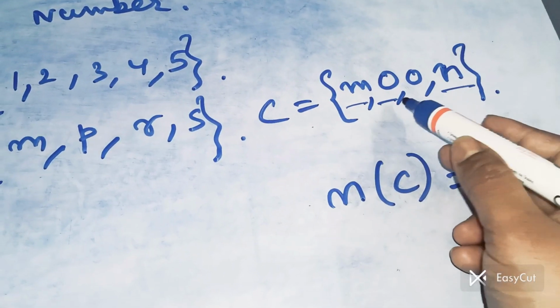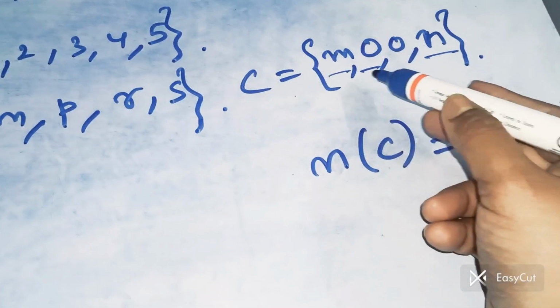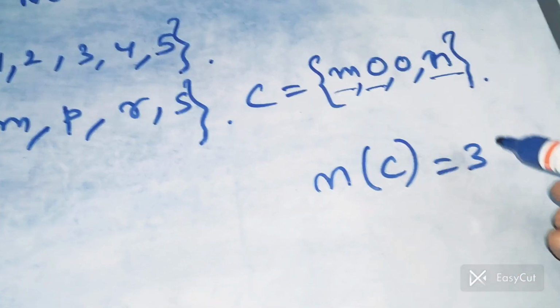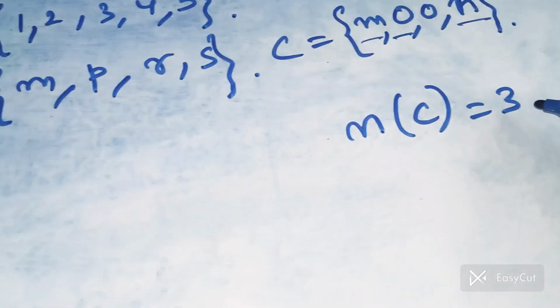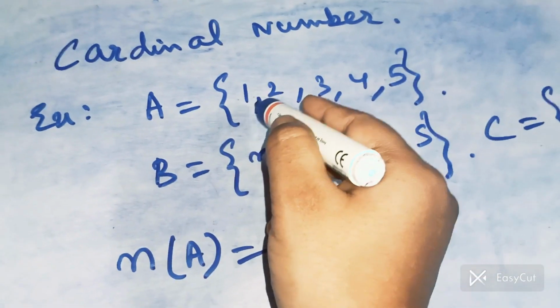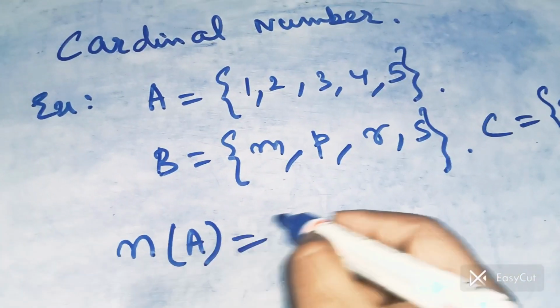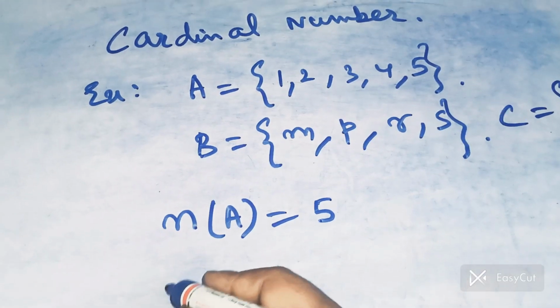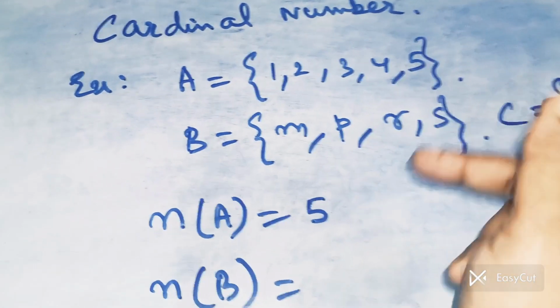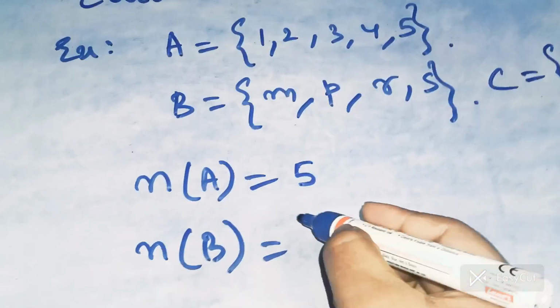Here O is repeated, so we will not take 4, but N of C is how many distinct elements are there? The distinct elements are 3. Number of distinct elements is 3. In set A, there are 5 distinct elements. So N of A is 5. N of B will be like that. It will be, see, 1, 2, 3, 4. All distinct elements. So that is 4.